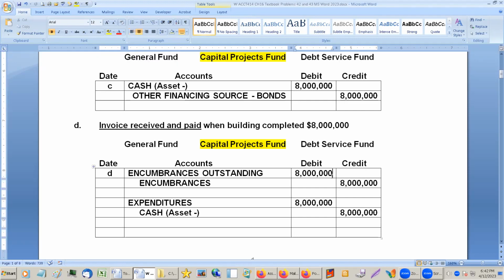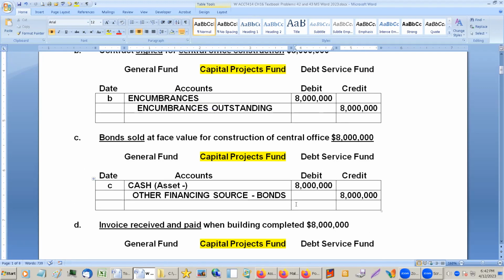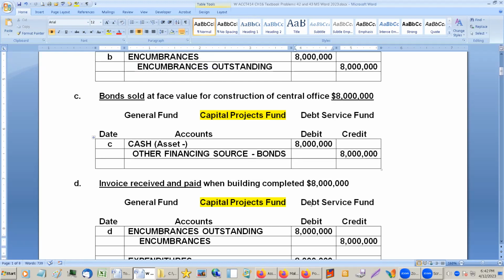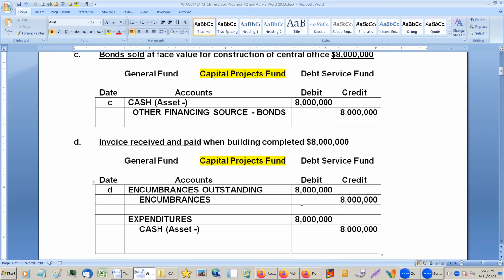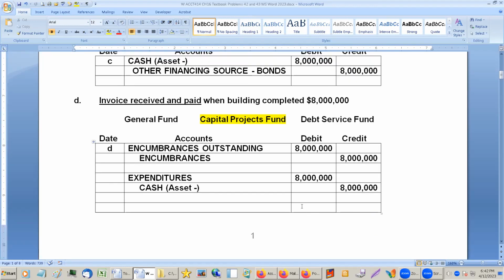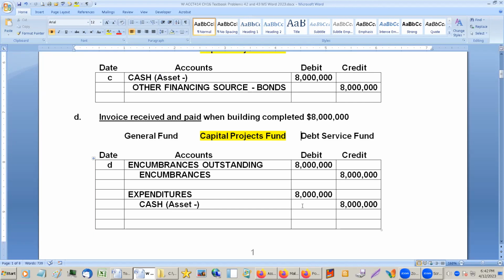Somebody would say, well, what if there's money left over? What if the building came in at, I don't know, 7,800,000, whatever. Usually that would get transferred back to the debt service fund, because they're going to start paying off this 800,000, but it could also get transferred to the general fund. Now, if they come up short, then somebody has to fund it from the outside, to get another other financing source from somewhere.